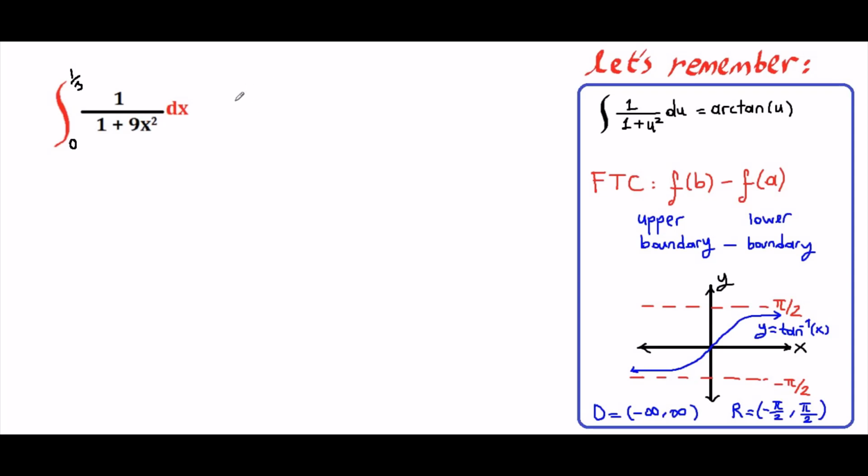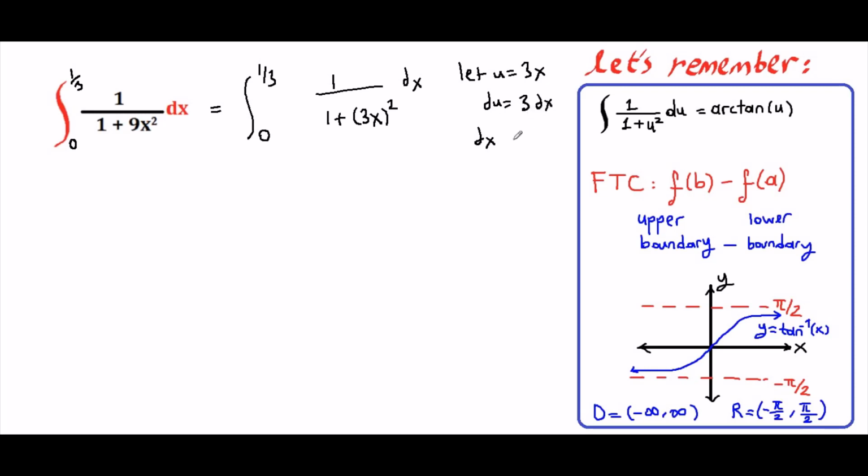Let's do u substitution, but first we need to express 9x squared in the form of u squared. So let's rewrite this integral. The integral from 0 to 1/3 of 1 over 1 plus 9x squared can be written as 1 over 1 plus the quantity 3x squared. Then we can do u substitution. Let u be equal to 3x. Then du will be 3dx. If you solve for dx, dividing both sides by 3, dx will be 1/3 du.